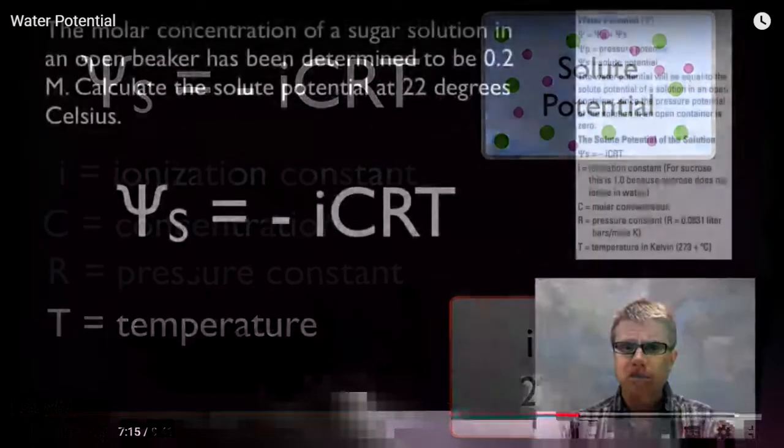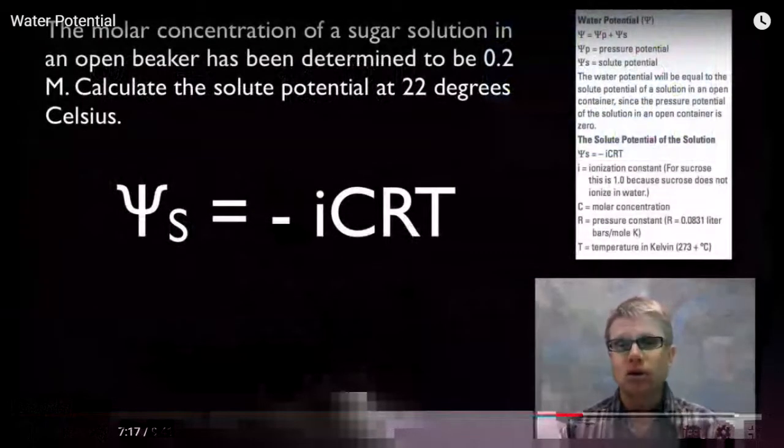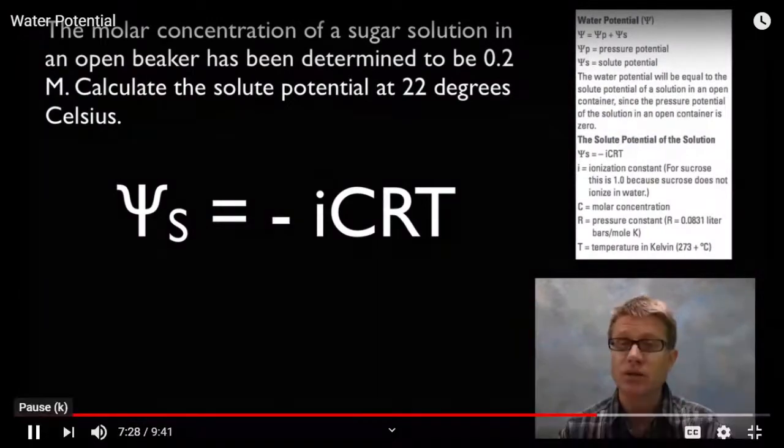And so knowing that, let's throw you a quick problem. So let's say we have a molar concentration of sugar solution in an open beaker. That'll become important in just a second. It's a 0.2 molar concentration. And what they're asking you to do is calculate the solute potential at 22 degrees Celsius.